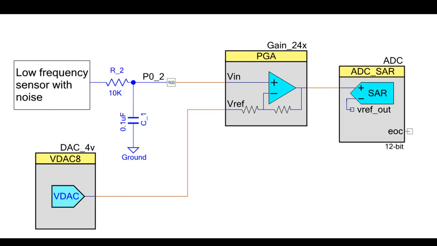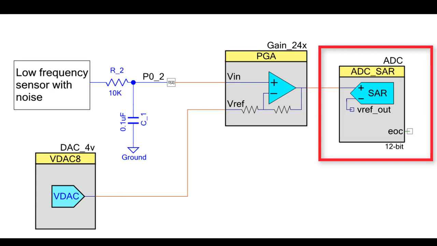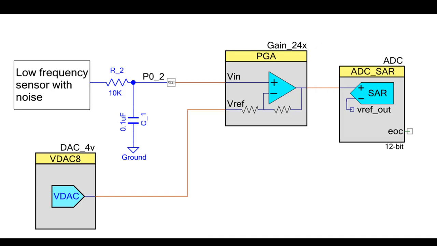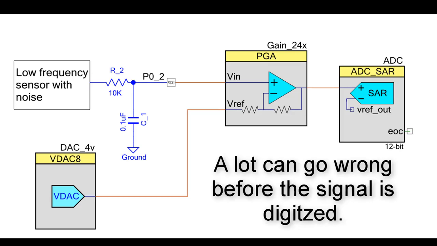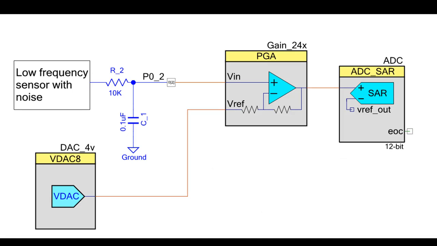The output of the PGA goes to a SAR, Successive Approximation ADC, Analog to Digital Converter. How would you go about debugging this? Well, you might think, I'll just use the debugger that's built into PSoC. And while that's a very useful and powerful tool, it doesn't have all the features that you need to figure out if this input circuit is actually working. The debugger really only works with code, and we need to see the signal before it hits the SAR ADC.